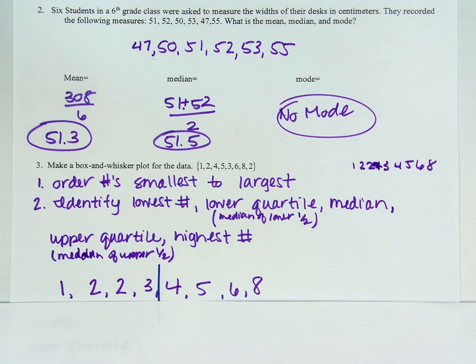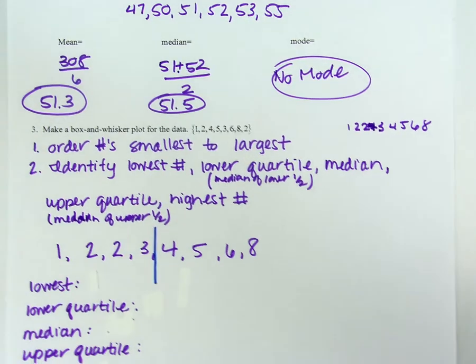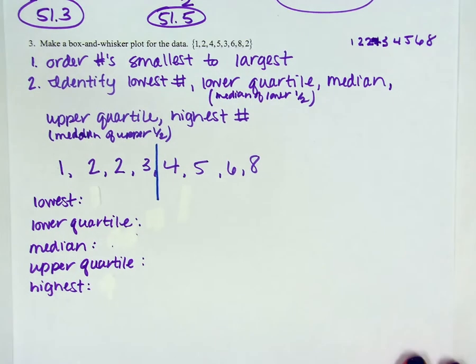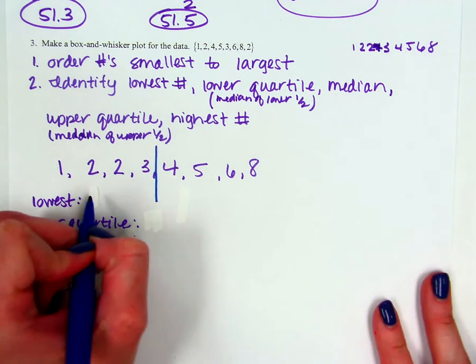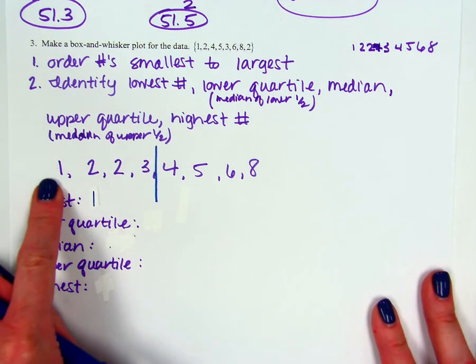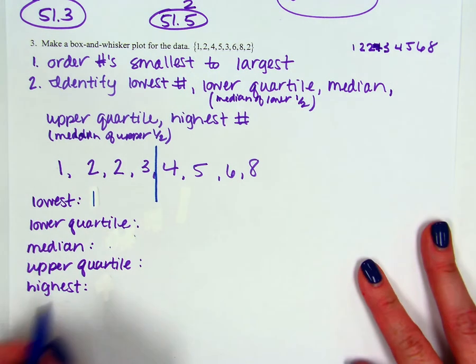So here I have them all written out in order. 1, 2, 2, 3, 4, 5, 6, and 8. I listed right down there the 5 numbers that we're looking for: our lowest number, our lower quartile, our median, our upper quartile, and our highest. So let's start with what we know already. Our lowest number is 1. So we have that right here. We also have our highest number, which is all the way over here. That's our 8.